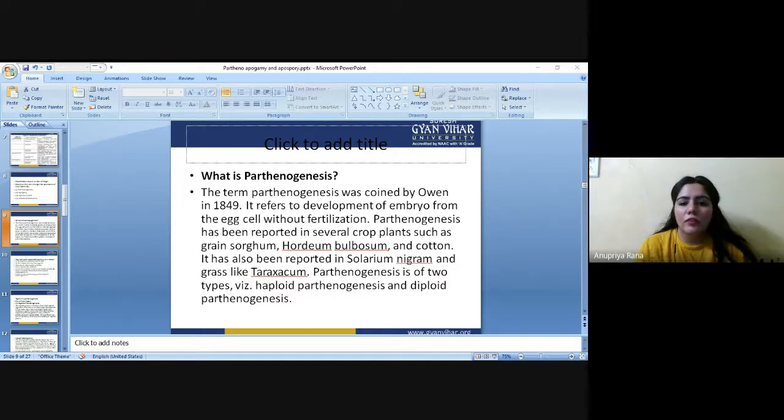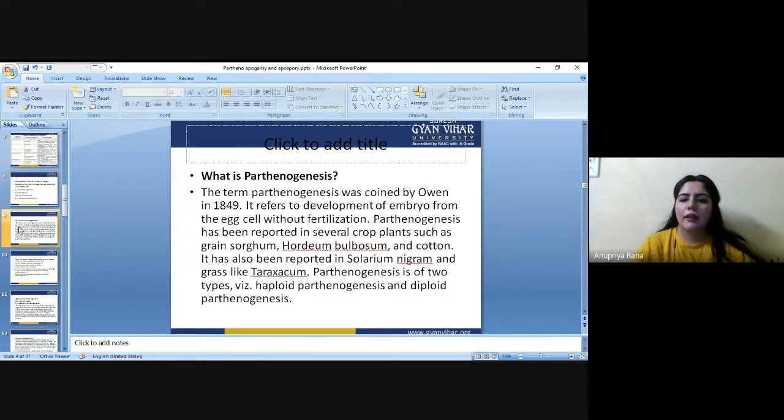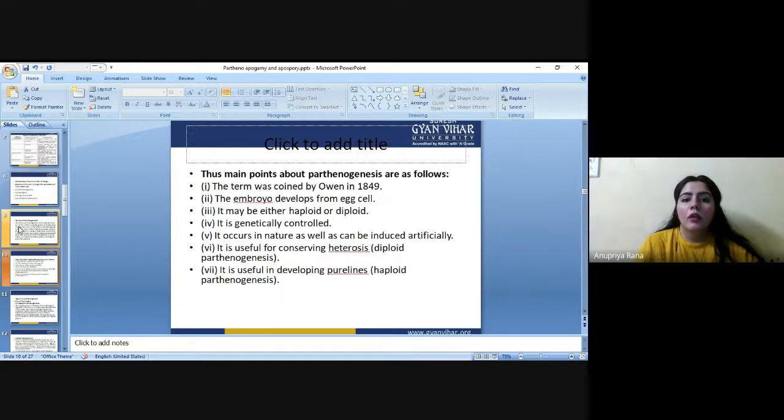So parthenogenesis is of two types. If we see the types of parthenogenesis, there will be two types. One can be haploid parthenogenesis, and the second can be diploid parthenogenesis. This is based on what kind of cell they have developed from.